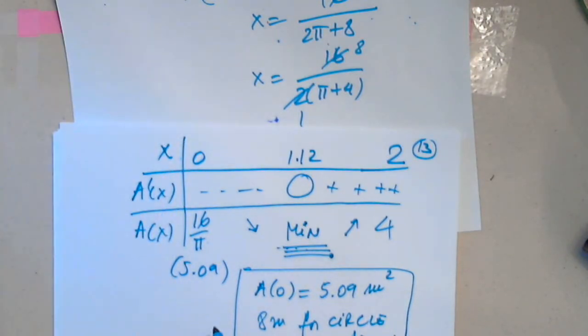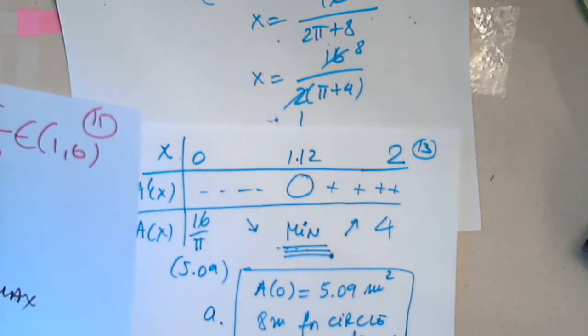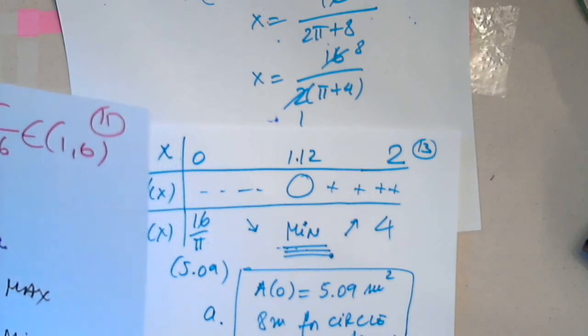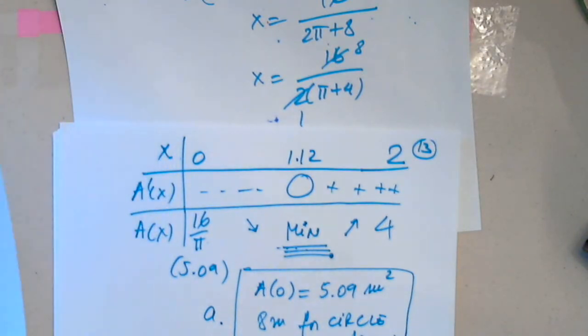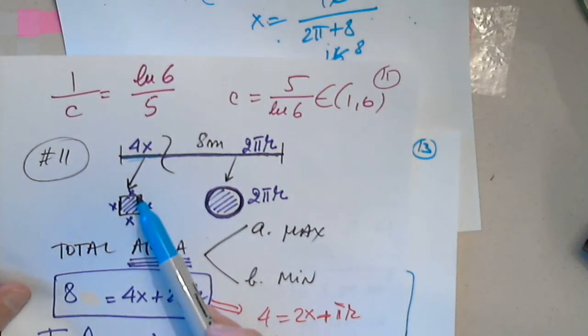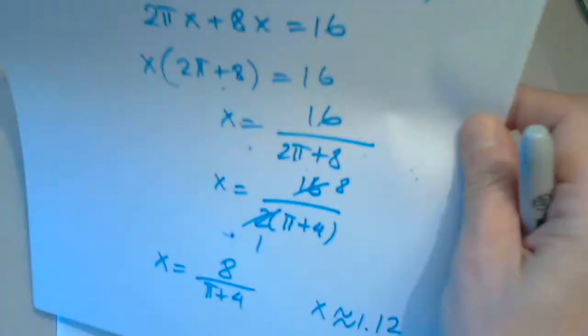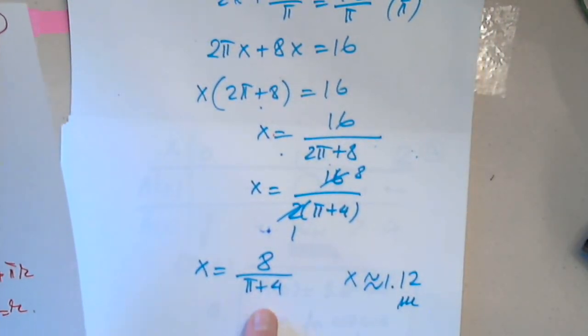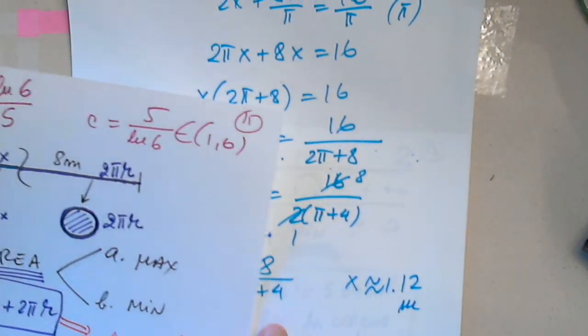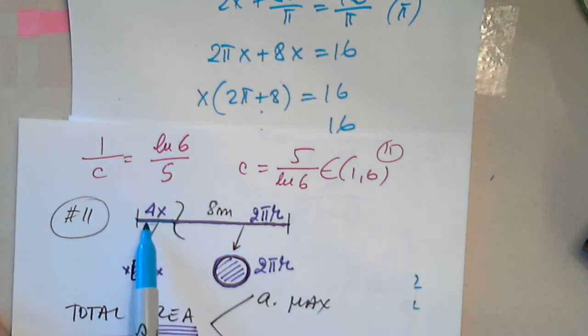The second part, so this is part A. In the second part, how much wire should be used for the square in order to minimize the area? So now x is, where's my x without approximation? This is my x without approximation. So how much wire should be used for a minimum? So this length is 4 times x.